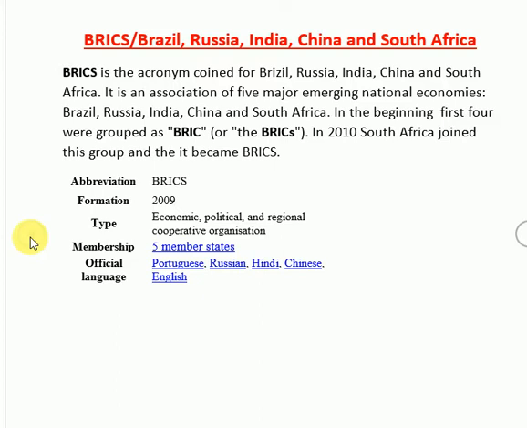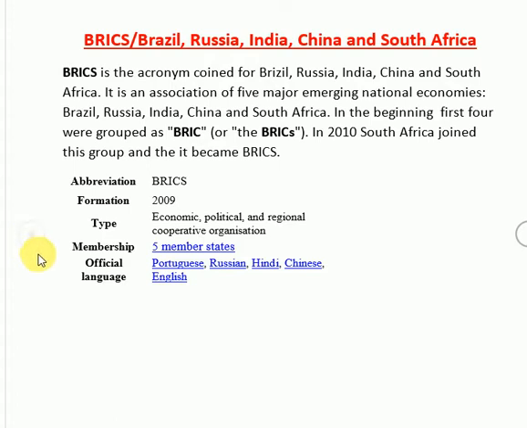Right, here you can easily explain the memberships. If you remember the acronym of this international forum, you can easily remember how many countries are there in this forum. There are only five countries in this forum, right? Brazil, Russia, India, China and South Africa. See about official languages: Portuguese, Russian, Hindi, Chinese and English. These are the official languages which are used in this organization.